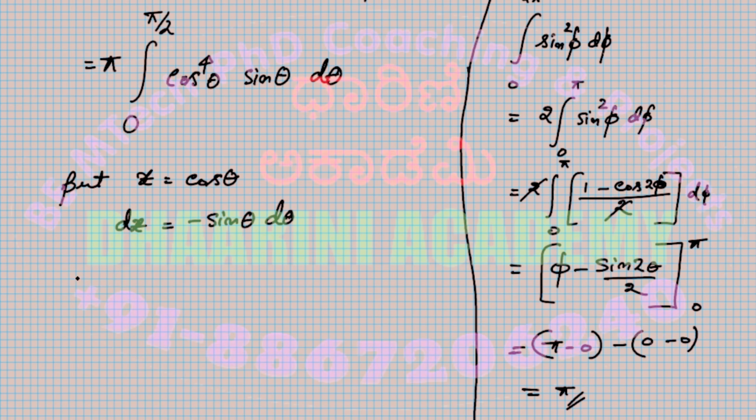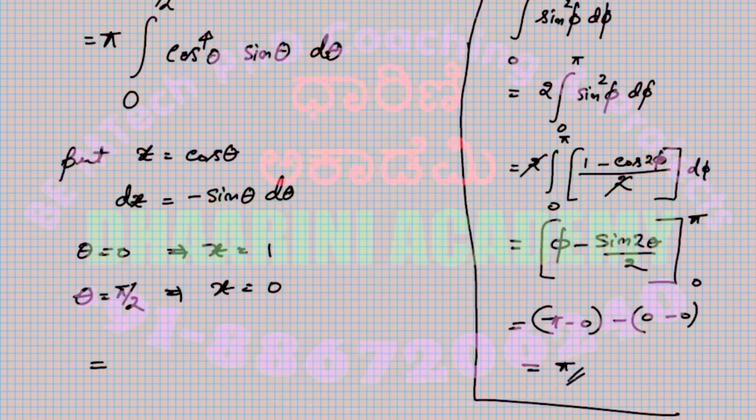And we need to calculate when theta is equal to 0, what happens to x? It's cos 0, so it is equal to 1. And theta also goes till pi by 2. This means x is equal to cos pi by 2, which is 0. So the limits go from 1 to 0.